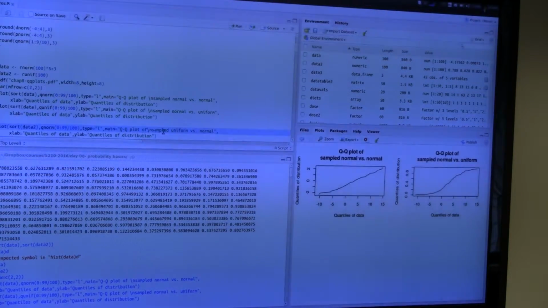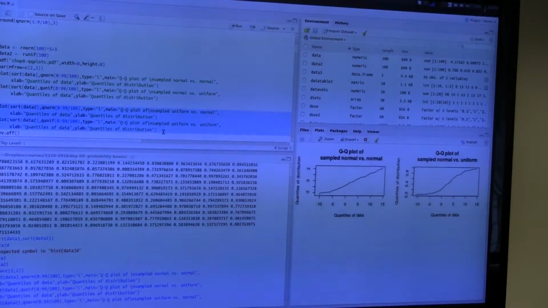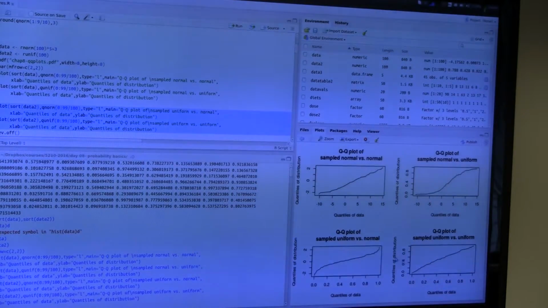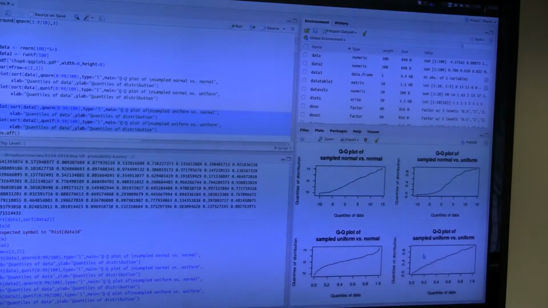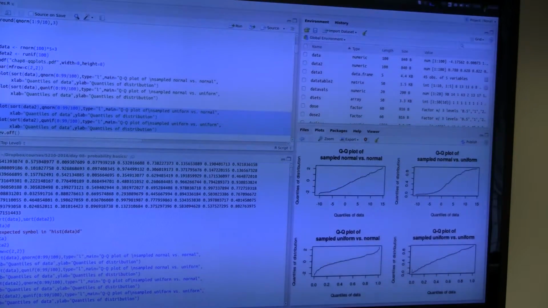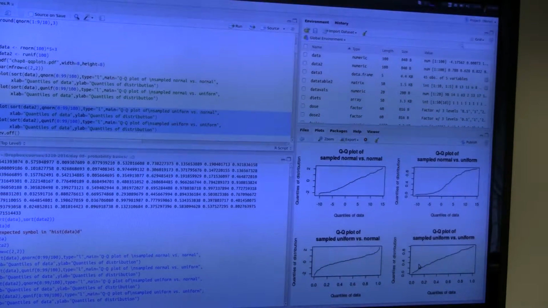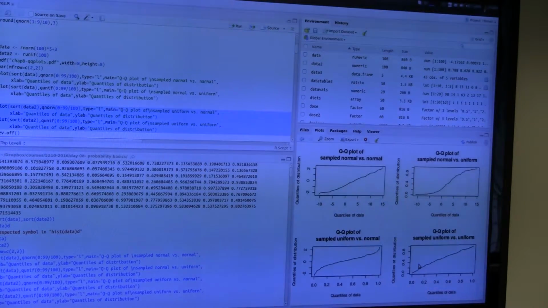And now if I took a uniform and plotted against a normal, you see an S-shaped curve in the opposite direction. But a uniform plotted against a uniform looks pretty flat. So by looking at these, this is a good diagnostic to see whether your distribution, to a first approximation, fits the assumptions of the distribution you're assuming.